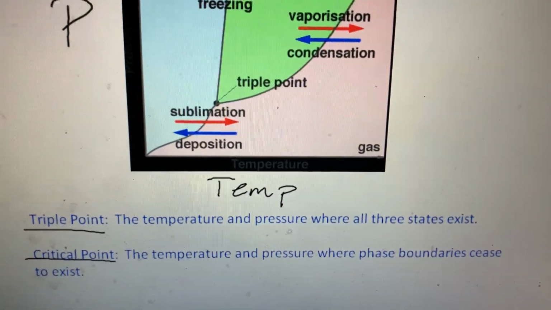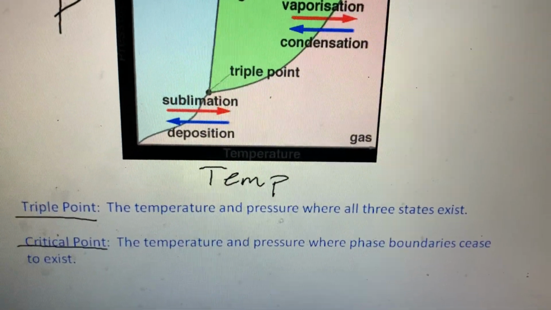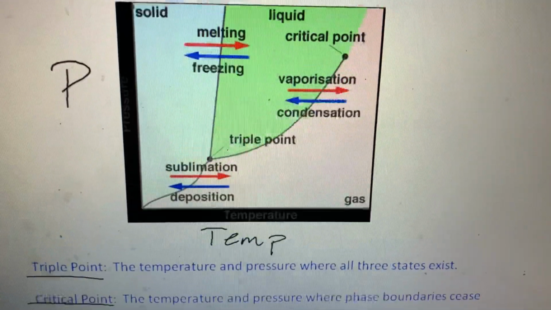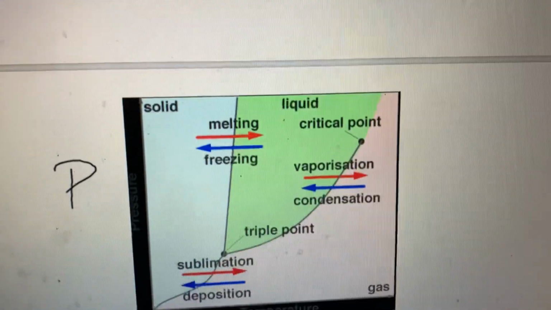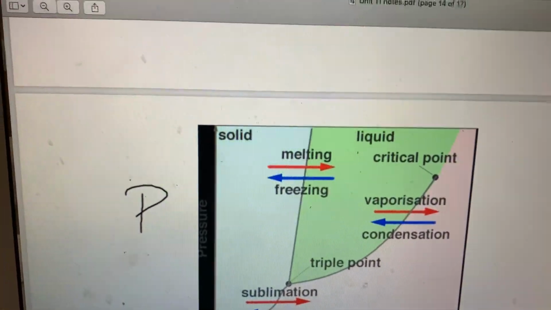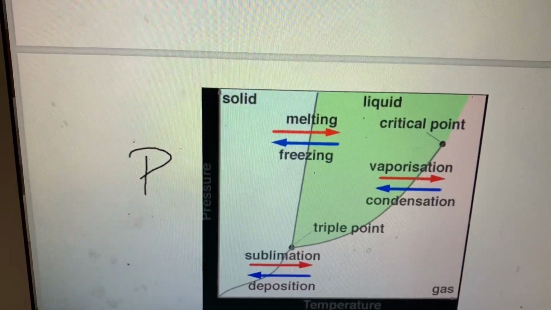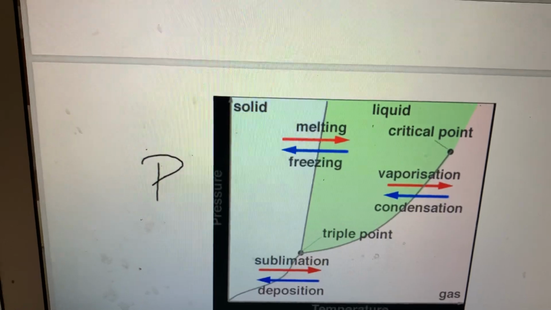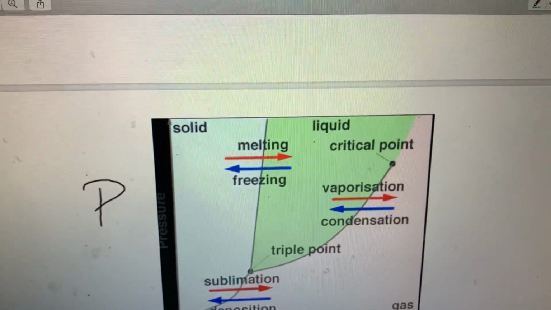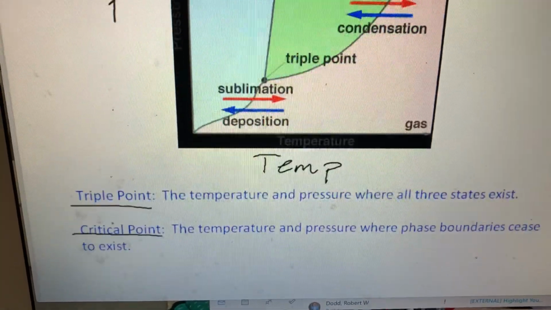Another interesting point on the graph is what's known as the critical point, the temperature and pressure where the phase boundaries cease to exist. We're talking about the critical point up here. You get to a point where no matter what you do with the pressure, it's just too hot and you really can't tell the difference between a liquid and a gas. That's what's going on with that critical point.